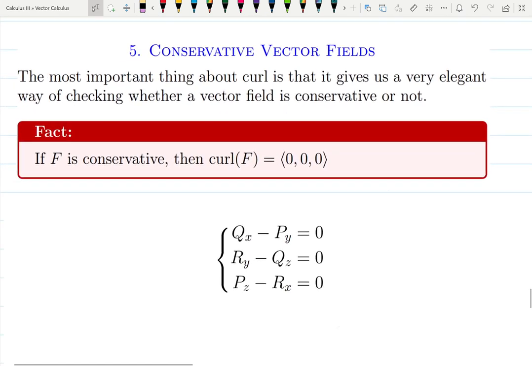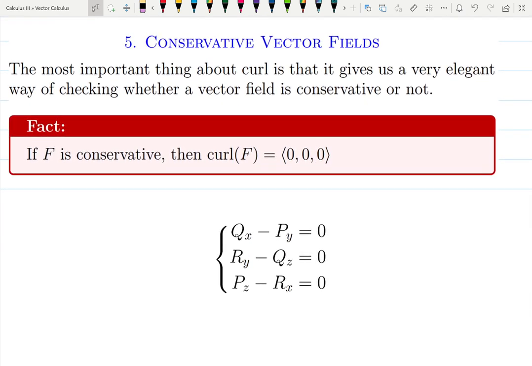Okay, conservative vector fields. The most important thing about curl is that it gives us a very elegant way of checking whether a vector field is conservative or not. If the curl gives you all zeros. Remember, zeros means no rotations. So, conservative vector fields are irrotational. We know that from before. That's why it's nice to have all those zeros. Then the field is safe.